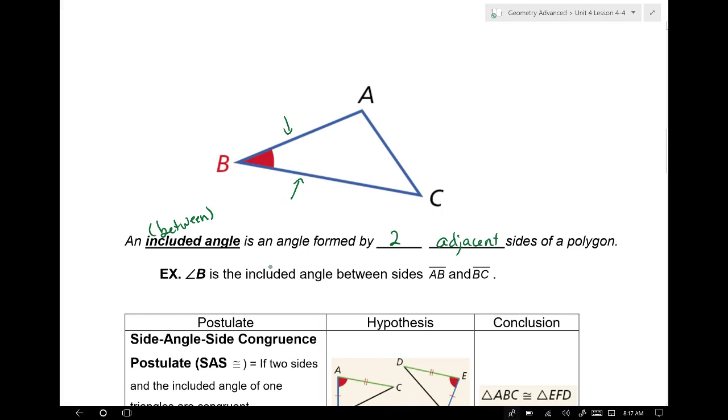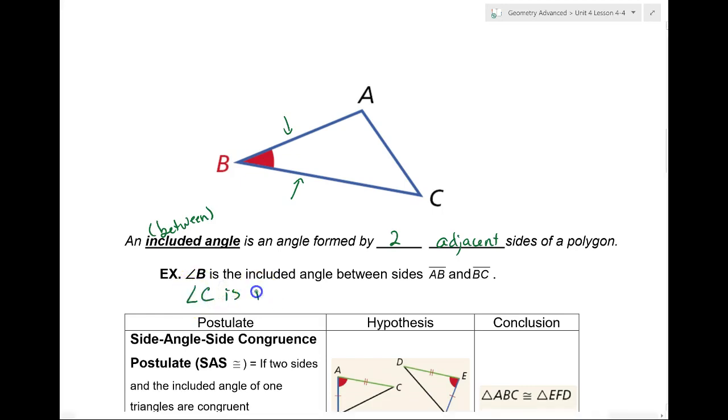Included means between. So think about this. Angle C would be the included angle for which one? Angle between what 2 sides? So if I'm looking at this angle, what 2 sides surround it? That'd be segment AC and segment BC, okay? Now, what would A be? So let's look at A. What would it be the included angle for? It is the included angle for, that's right, segment AB and segment AC. So understand how you're working with these. All right.